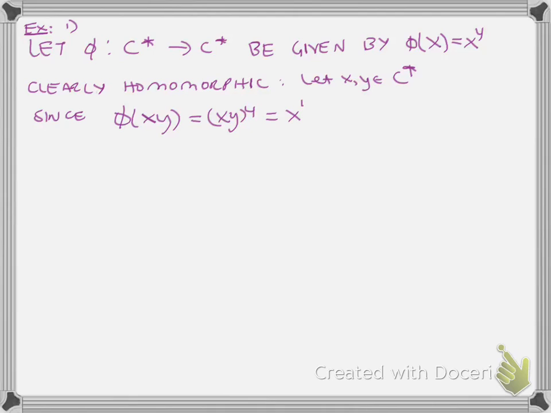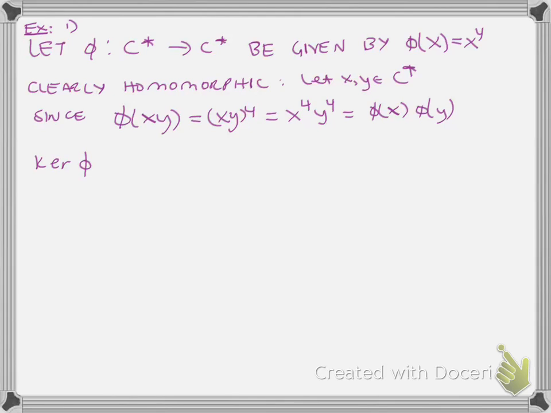And because of properties, we can rewrite that as x to the fourth, y to the fourth, and that's phi of x times phi of y. This is under multiplication, so it's a homomorphism. So then we can talk about the kernel of phi.